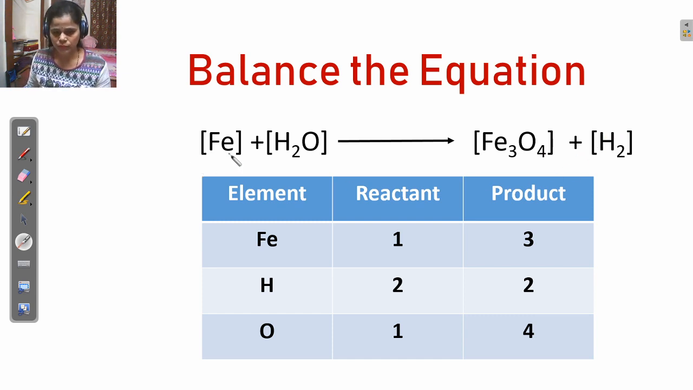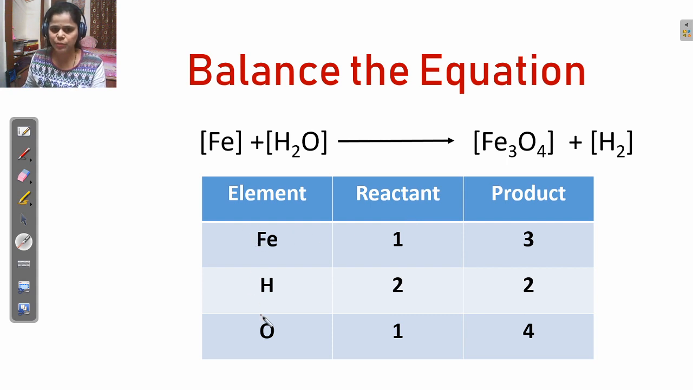So total elements in this reaction, total 3 elements take part here: Fe, that means the iron, hydrogen and oxygen. Here also Fe, oxygen and hydrogen. So to balance the equation means we have to balance the number of atoms on both sides of all elements. Okay, so just make the table of 3 columns here: elements, reactant and product.